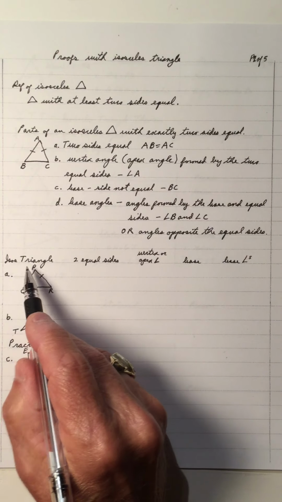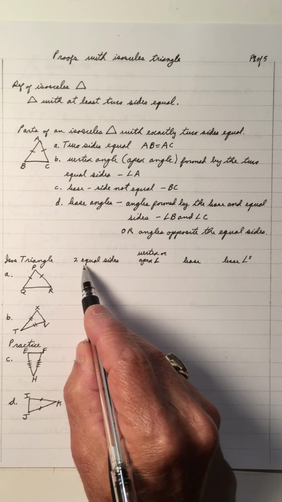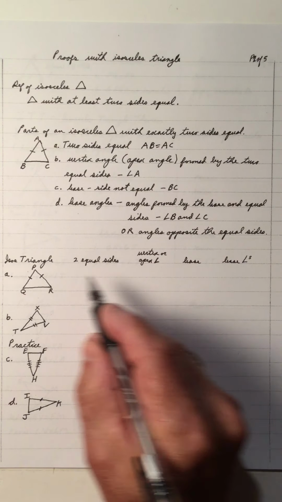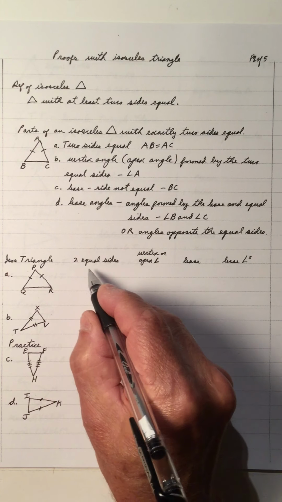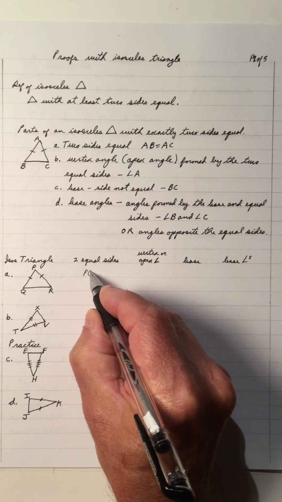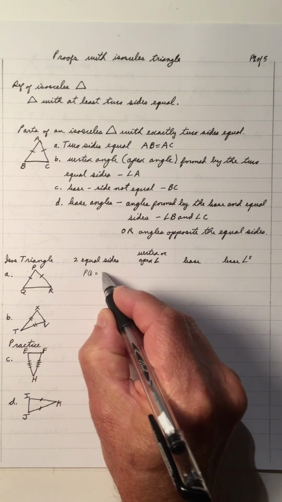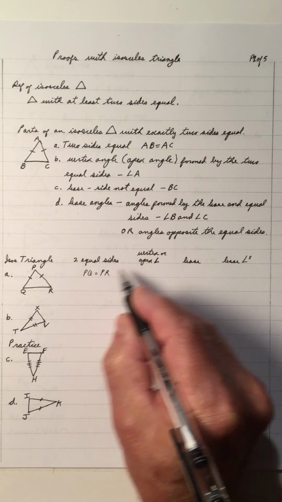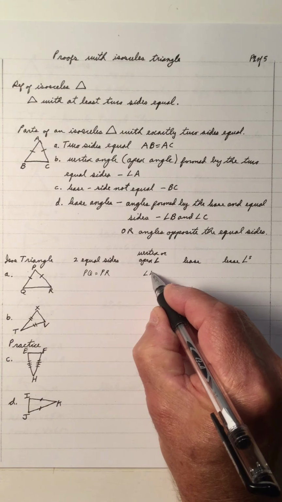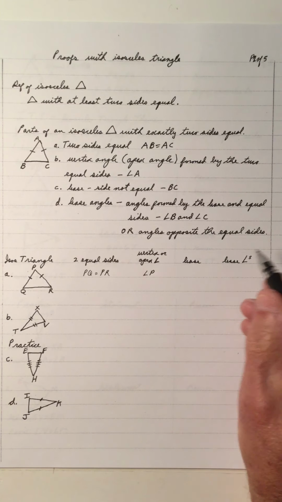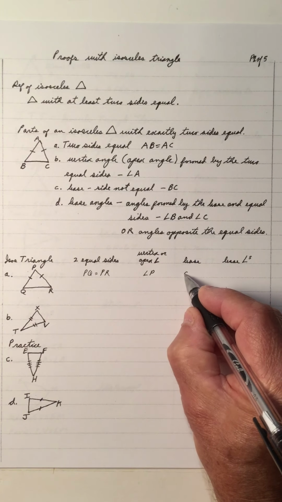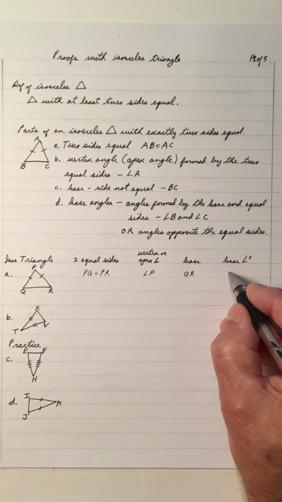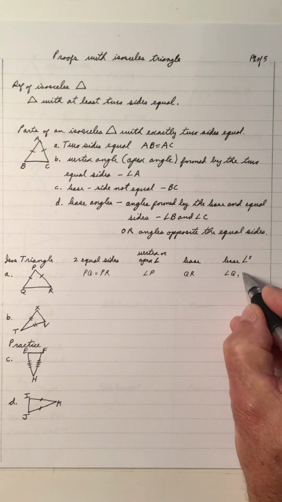So let's look at some isosceles triangles and pick out the two equal sides, the vertex or apex angle, the base, and the base angles. So in this triangle, the two equal sides are PQ equals PR. The vertex angle or apex angle is angle P. That's the angle formed by the equal sides. The base is QR, because that's not one of the equal sides. And the base angles are Q and R. Angle Q and angle R.